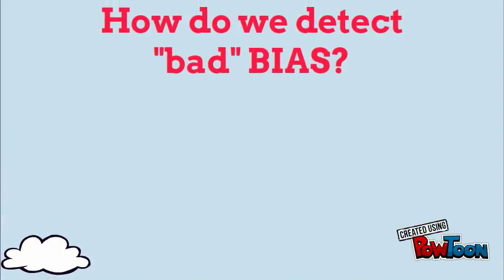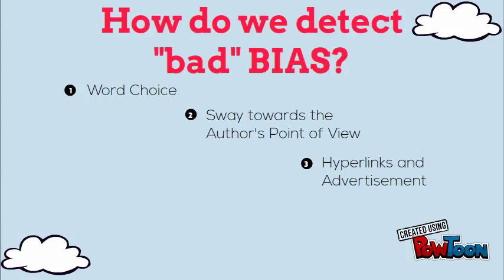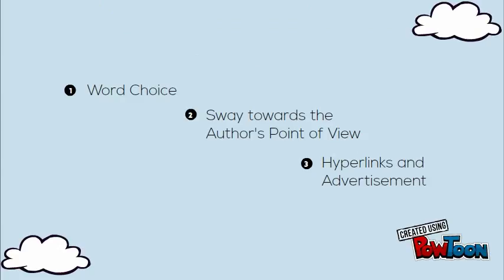So how do we detect bad bias? When an author is biased, they use specific words in order to convey a certain emotion, such as exaggerated language. Through their word choice, the author will try to sway you toward their point of view. Oftentimes, they will have hyperlinks and advertisements in their work.